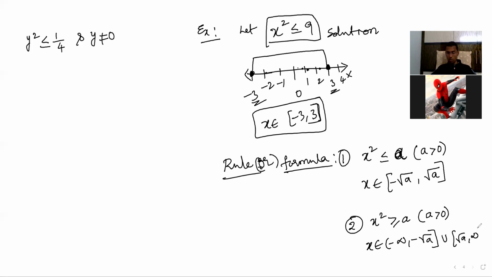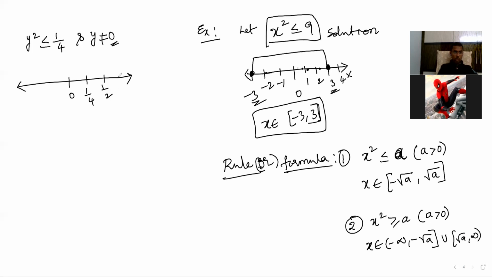I will tell you this one. Less than or equal to 1 by 4 means lies between the roots. What are the roots here? I will tell you here also. We'll take the same as that one. Here 0 is satisfying, but y cannot be 0. So here we'll take values for 1 by 4 as we want. Here 1 by 2 I will take.